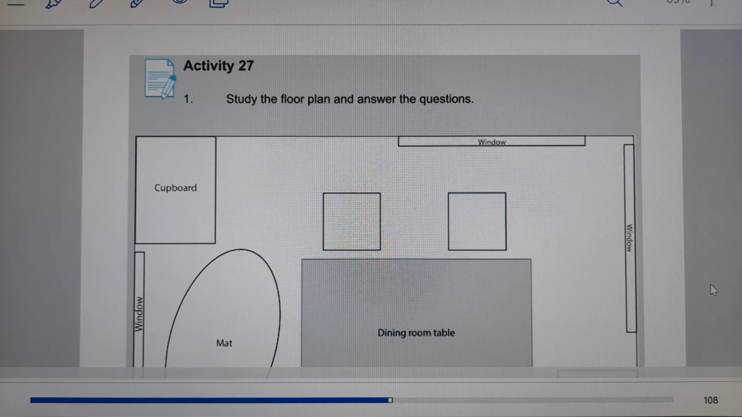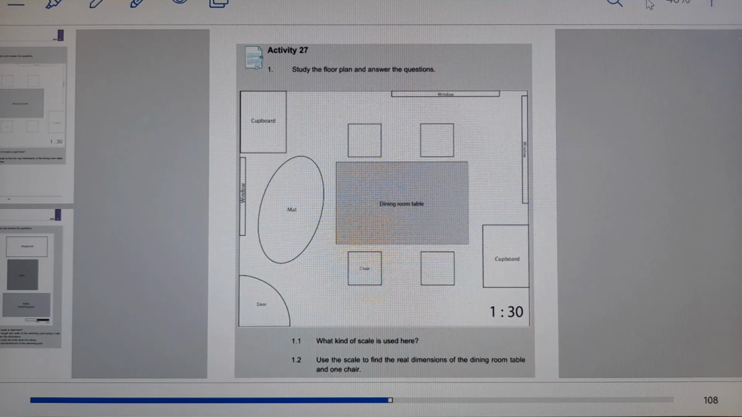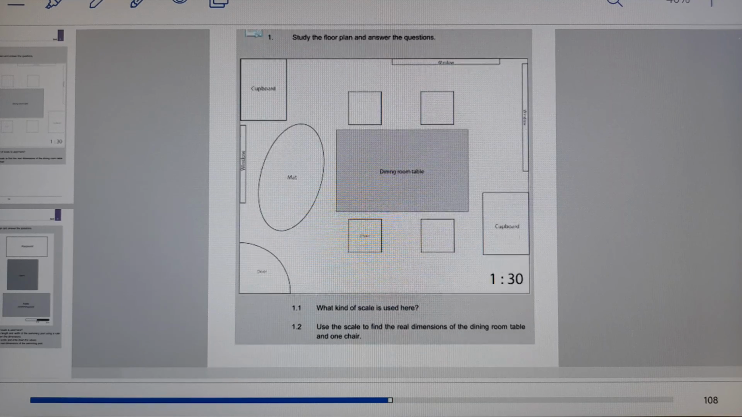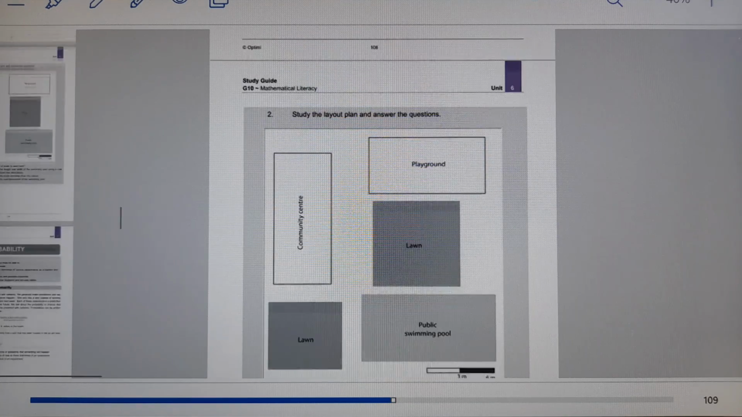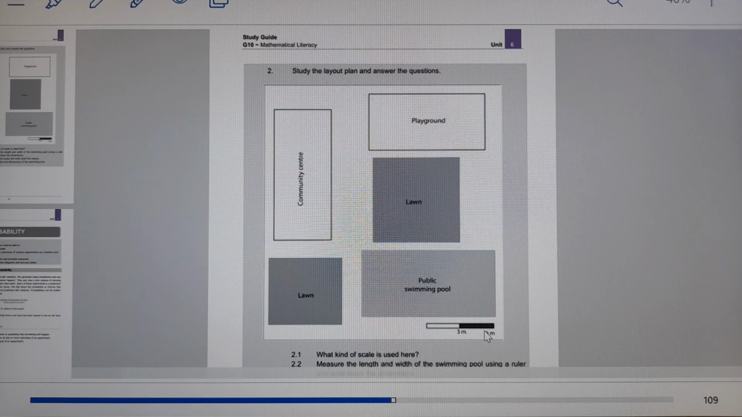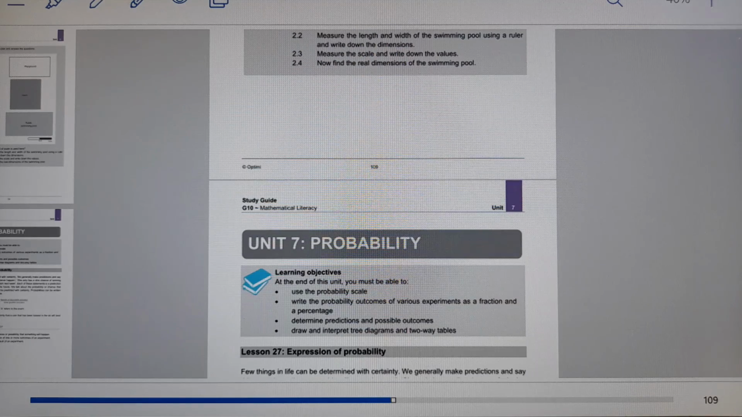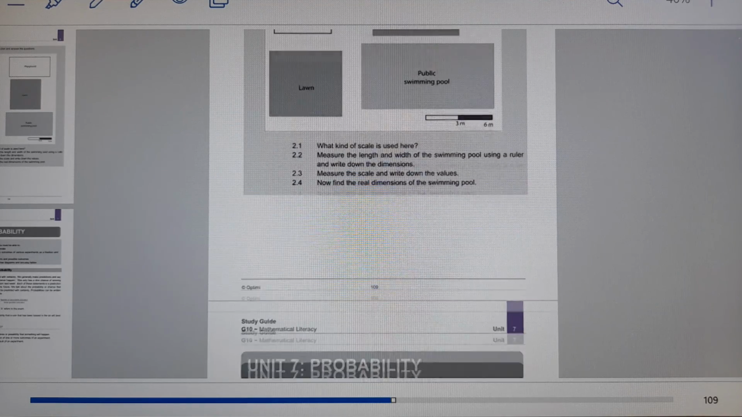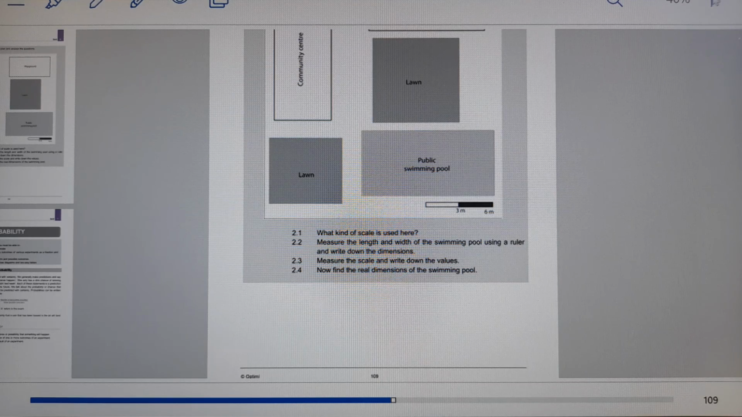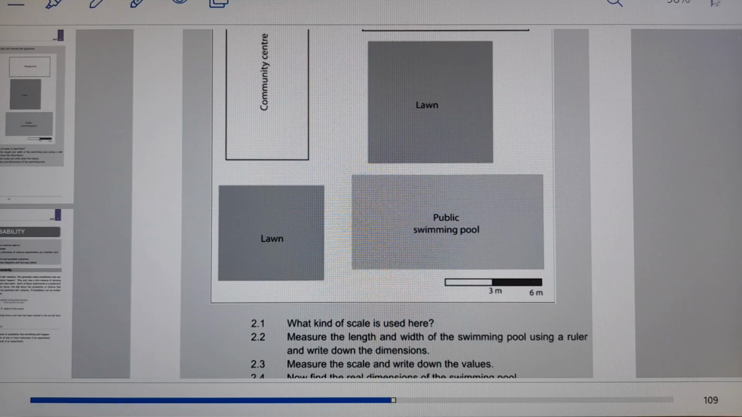Let us see if this brings us to the end of map work. You see, you are given the numerical scale for the first problem. The second problem, you are given the graphic scale. Please go for it. And this brings us to the end of unit number 6, which is map work. All the best as you practice your exercises.